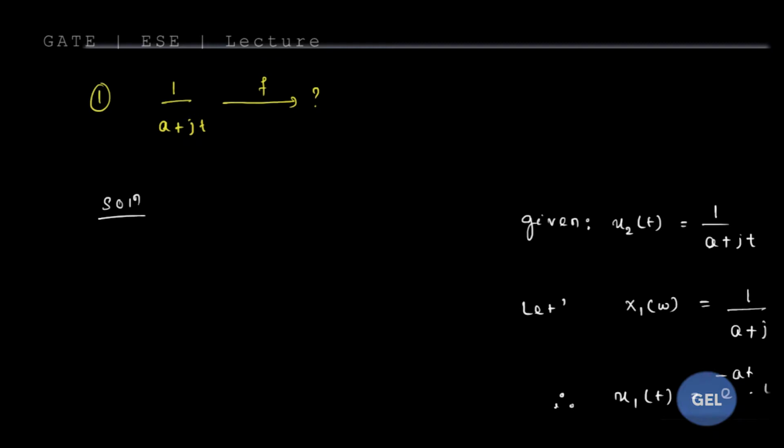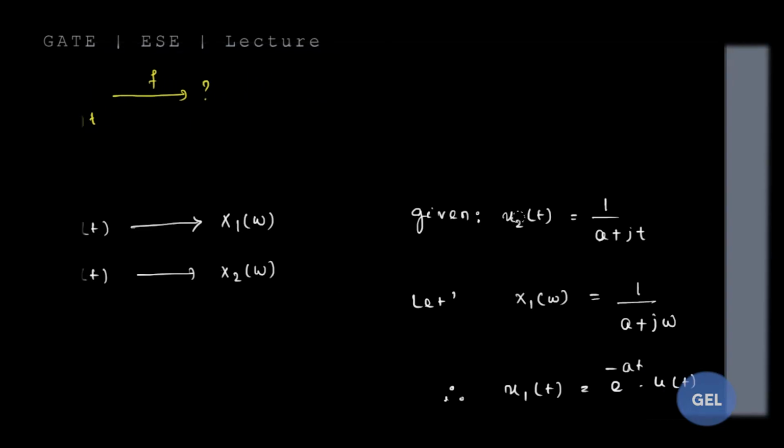First of all, we know 1 by a plus j omega, we recognize this term. But if it is asked in terms of time domain, it becomes a bit complicated. So for this we will use the duality principle. First write down x1(t), whose Fourier transform is x1(omega), and x2(t), whose Fourier transform is x2(omega).